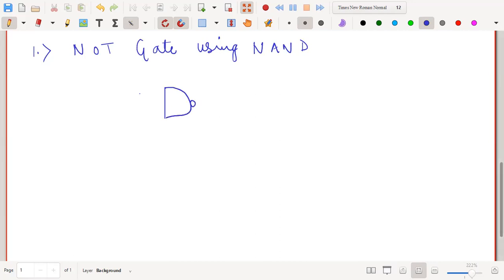This is my NAND gate. So let me say this is one of the inputs and this is another input. I am going to join these inputs together and give the input A here, because for a NOT gate, you know that there is only one input. So I'm giving only one input, but dividing A in this way, and then output is your Y.